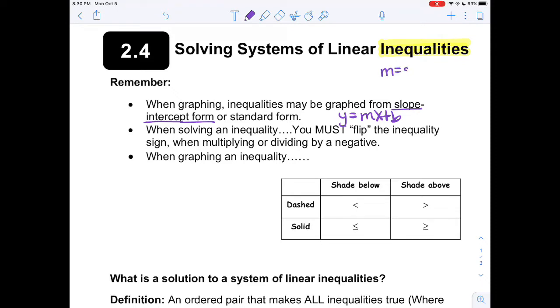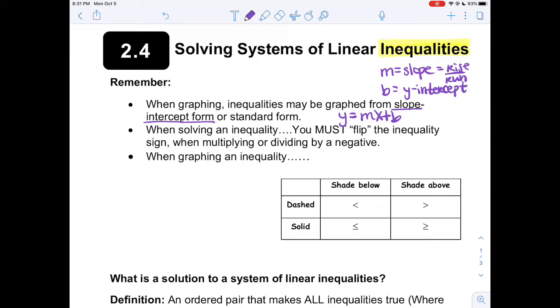M is equal to the slope, which is our rise over run. And b is equal to the y-intercept. Where does the line cross the y-axis?